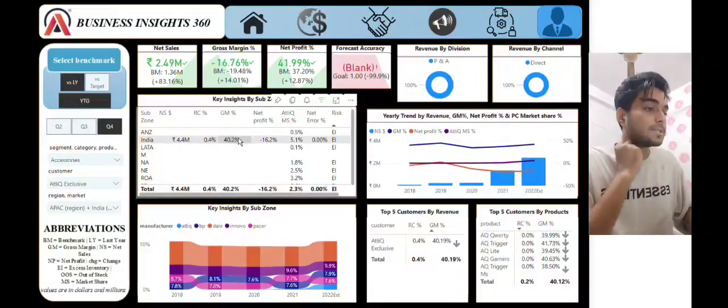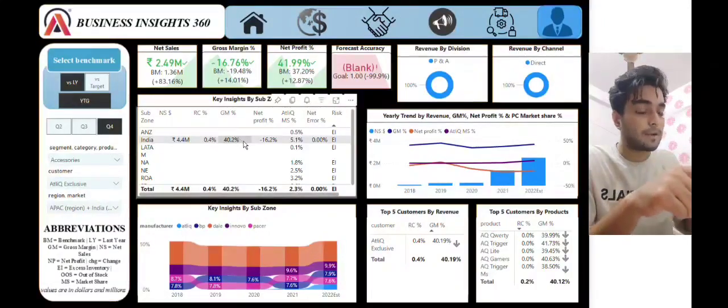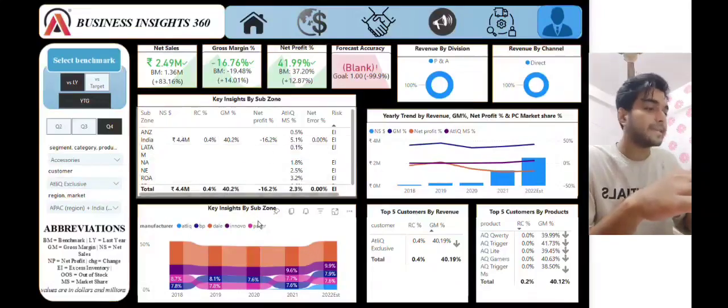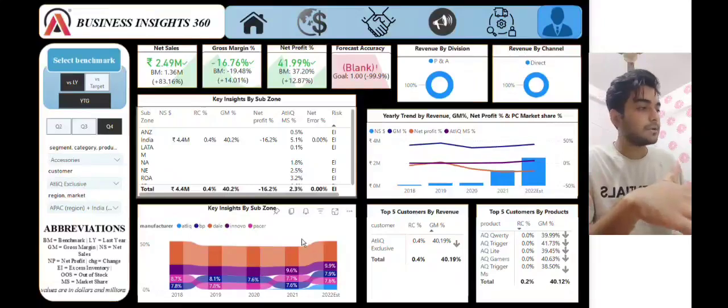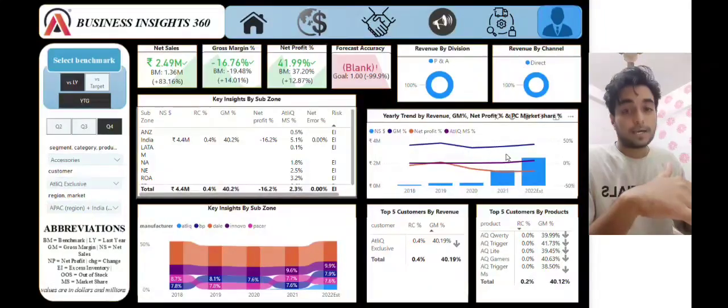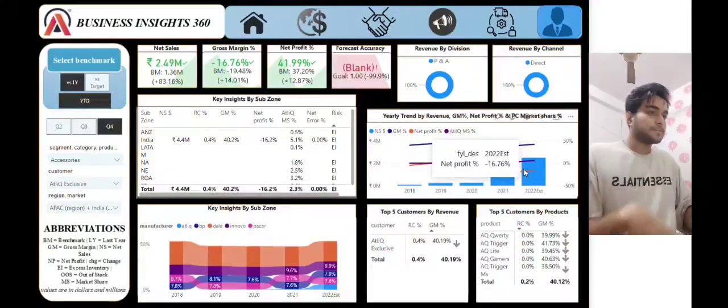Similar to that, we have seen manufacturers; they have given manufacturers' key insights of Atleek, Dale, Innovo, Pacer. And the yearly trend is on the extreme right. It shows us the yearly trend by revenue, gross margin percentage, net profit percentage, and PC market share percentage. Below it are the top 5 customers by revenue and top 5 customers by product, which show the drop down arrow. These are conditionally formatted, by the way.